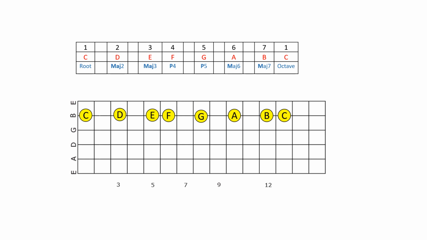The distance between C and D is a major second interval of 2 half steps, or 1 whole step. The interval between C and E is a major third of 4 half steps. C to F is a perfect 4th with 5 half steps. C to G is a perfect 5th interval of 7 half steps. C to A is a major 6th with 9 half steps. C to B is a major 7th with 11 half steps. And C to C is an octave of 12 half steps.